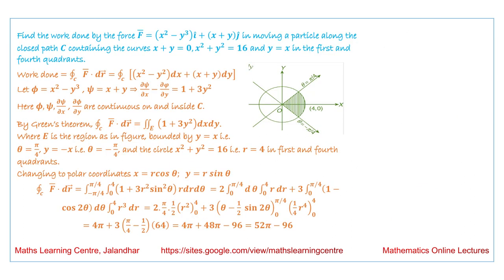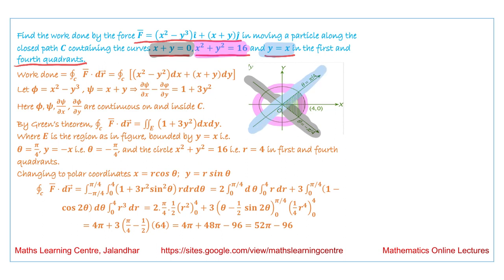Next is: find the work done by the force in moving the particle along the path C containing the curves x plus y is equal to 0, x square plus y square is equal to 16, y is equal to x in the first and fourth quadrants. So these are the curves we have drawn over here. x square plus y square is equal to 16, this is the circle. Then we have the line x plus y is equal to 0, that is x is equal to minus y. Then we have the line y is equal to x. So we are talking about this portion.